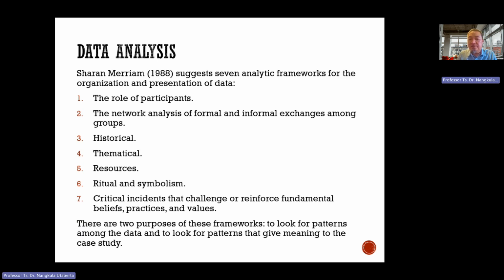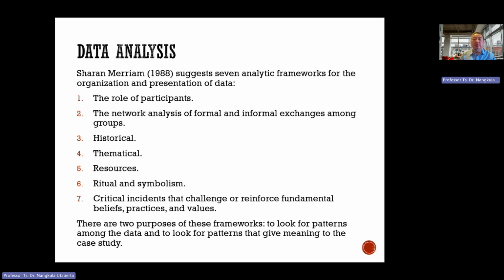How do you do the data analysis? Sharon Merriam in 1988 suggests 7 analytic frameworks for the presentation of the data. So how are you going to present the data? When you analyze it, you need to know the role of each participant, the network analysis. You can use the historical, thematic, resources, ritual, and symbolism. These are samples of the data analysis that you can do.